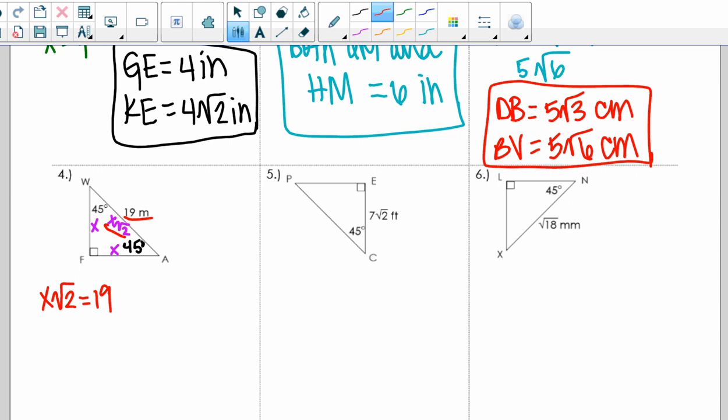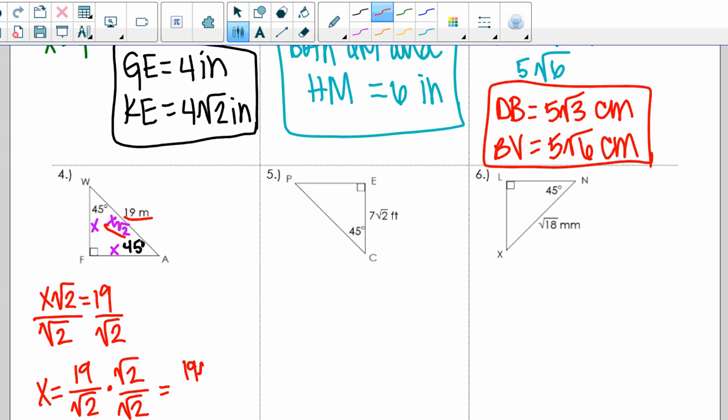Well, then in order to find the other two sides, I'm going to have to solve for x. So I'm going to divide both sides by radical 2. So that tells me that x equals 19 divided by radical 2. We know that we need to rationalize that. So I'm going to multiply numerator and denominator by radical 2. And I would end up with 19 radical 2 over 2 when I do that. 19 and 2 don't reduce, so it's just going to stay that way. So that would mean that this side is 19 radical 2 over 2, and so is this side.